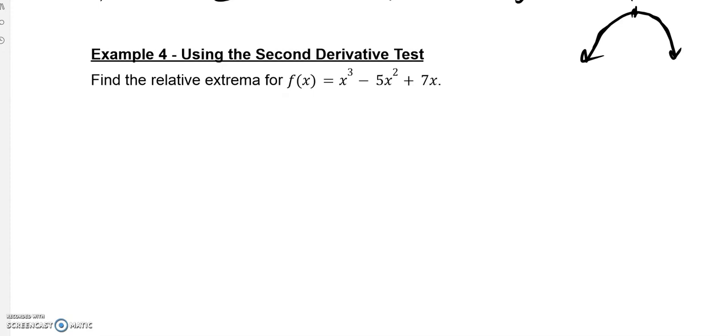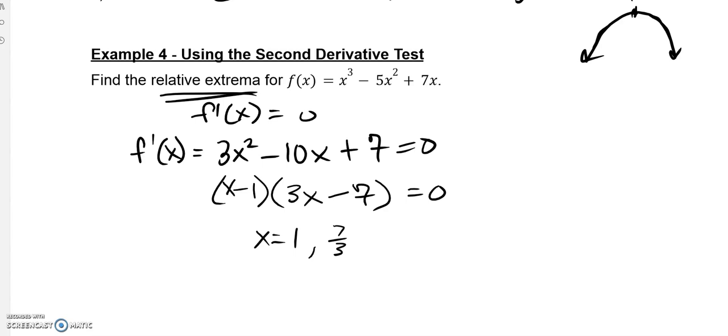So first of all, find the relative extrema. Remember the relative extrema, those occur when your first derivative is equal to 0. So find those extrema first, and then use the second derivative to determine whether or not it's concave up or concave down at those points. Pause the video, try it on your own, and then come back.